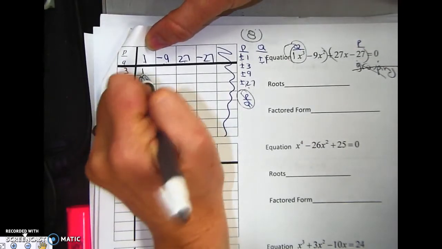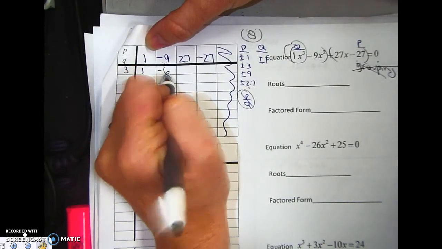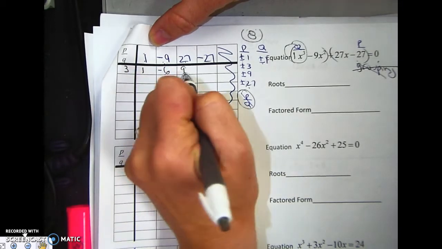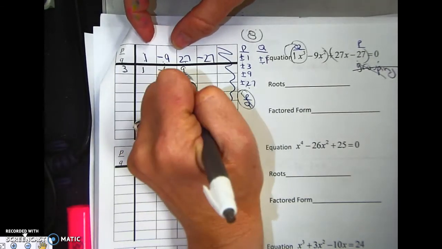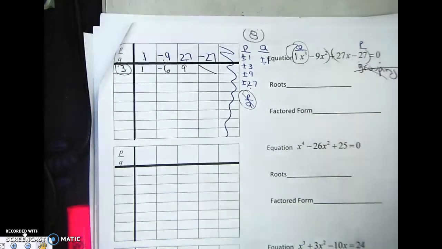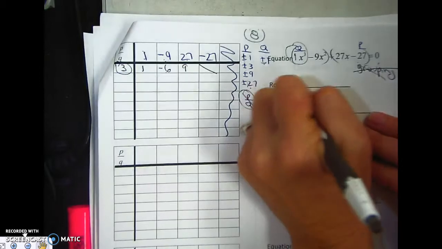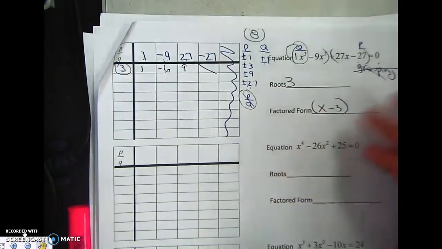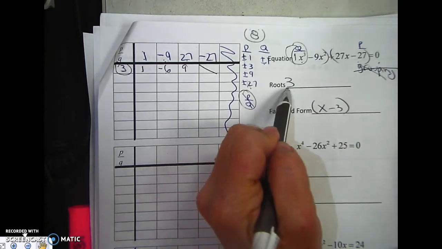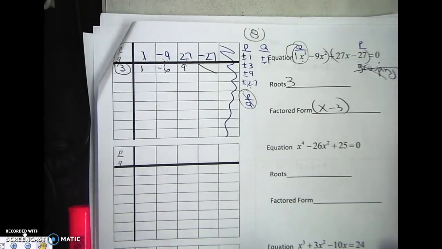3 times 1 is 3, minus 9 is negative 6. 3 times negative 6 is negative 18, plus 27 is 9. 3 times 9 is 27, minus 27, it's gone. Cool, I got one of the roots. I have one of the factors. I started with 3, I figured out 1, now I have 2 left. So I have an option.